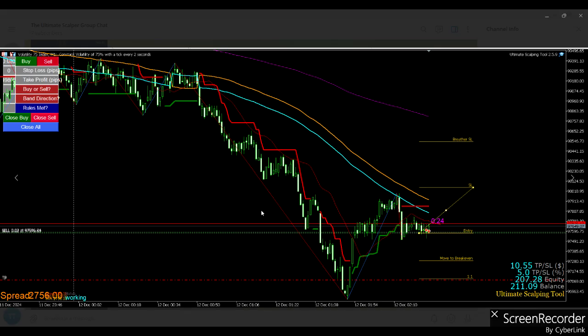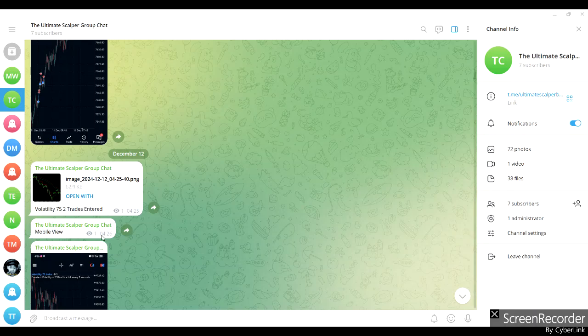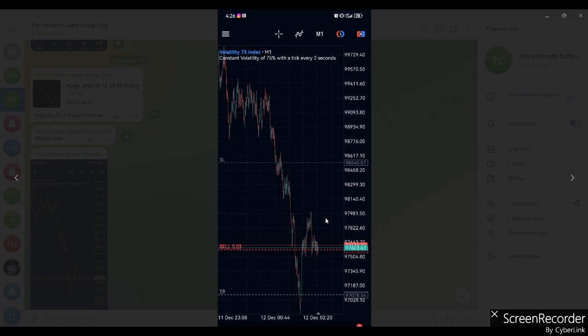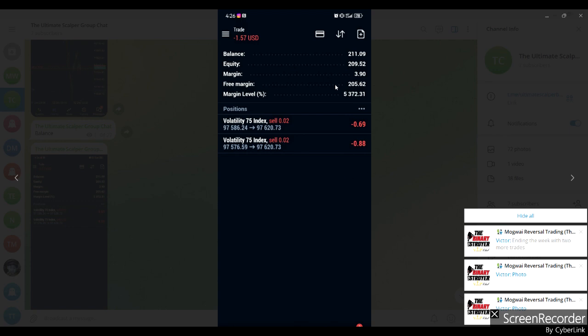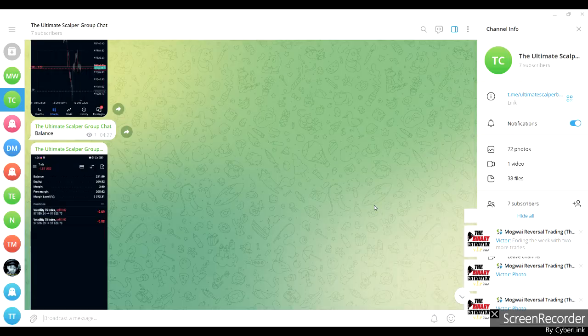Then I got another entry again, Volatility 75. And this is my entry. As I explained, I take an entry as soon as the market breaks the green. I want it to be under the purple line. Then this is how it looked on the mobile, and this is the balance at the time of taking the trade.